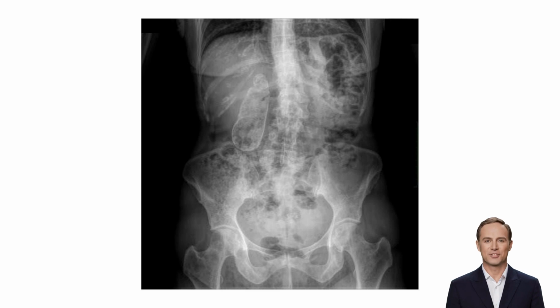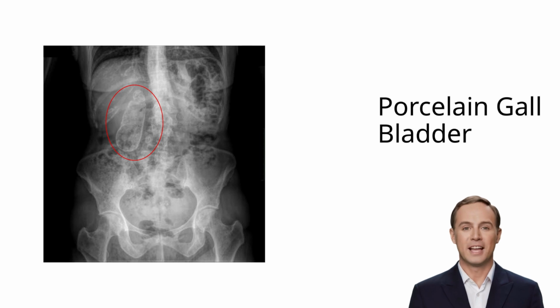This is the first case for today. X-ray of abdomen. What do you think is the diagnosis? Focus on the right upper quadrant. So this was a case of porcelain gallbladder. The X-ray is showing calcified wall of the gallbladder. Let's move on to the second case now.